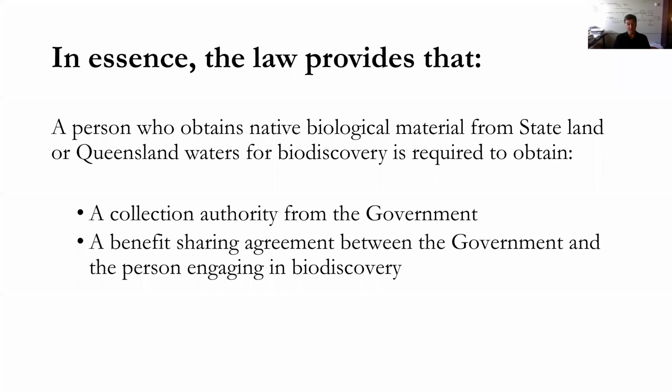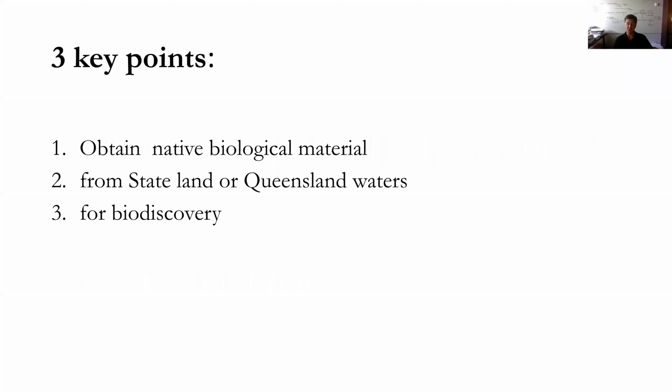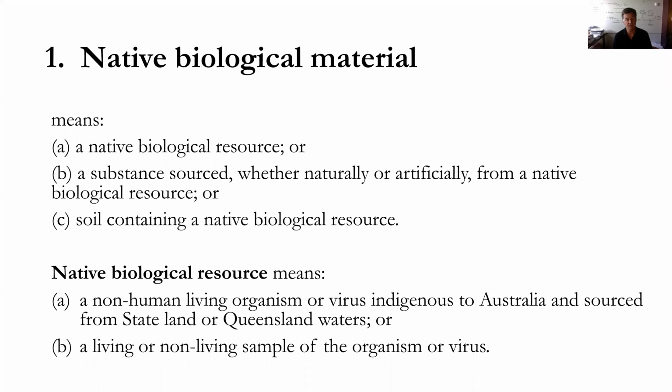In essence, the law provides, and I must stress, in some ways the law now is relatively simple and straightforward. The Queensland law provides that a person who obtains native biological material from state land or Queensland waters for biodiscovery must obtain a collection authority from the government and a benefit share agreement between the government and the person engaging in biodiscovery. In essence, there are three parts to this. Firstly, the obligations only arise when someone's obtaining native biological material. Secondly, it must be from state land or Queensland waters. And thirdly, it's for the purpose of biodiscovery. So I'll look at each of those in turn.